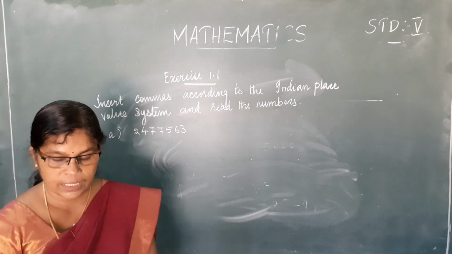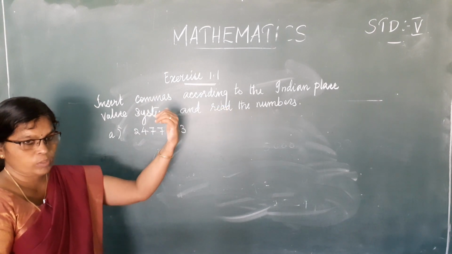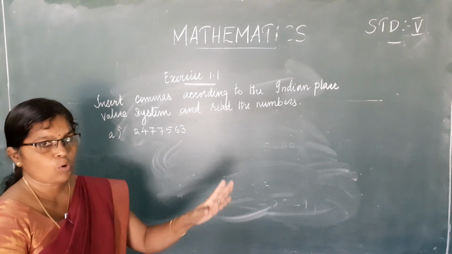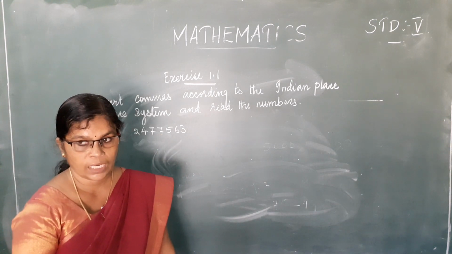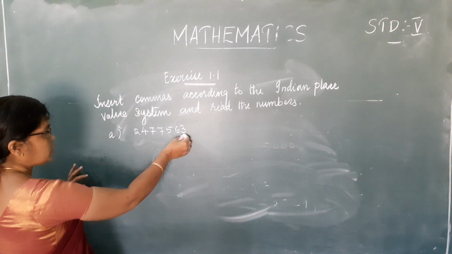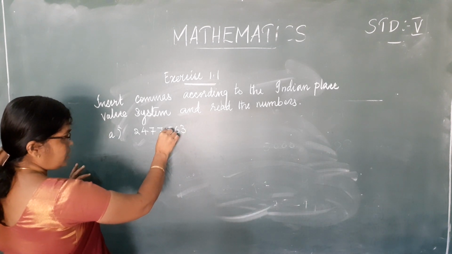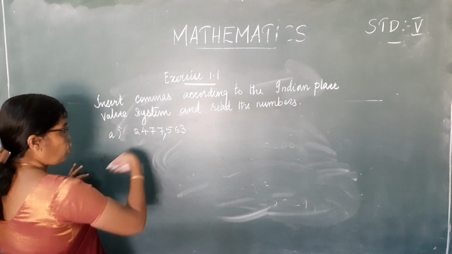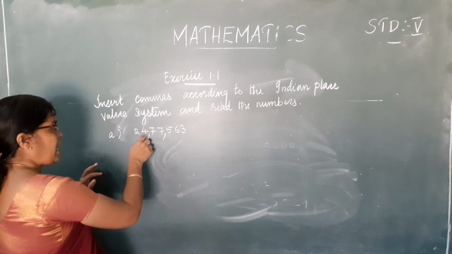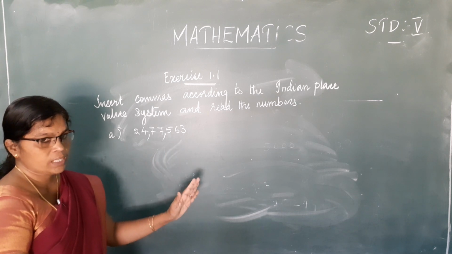We have studied the Indian place value system, how to name the numbers, how to put the commas and read the numbers. Let's see this. First we have to count the places and put the commas. Ones, tens, hundreds in the Indian system, then put the comma, then thousand, ten thousand, again put the comma, then lakh, ten lakh. Now let's put the commas, then try to read the number.